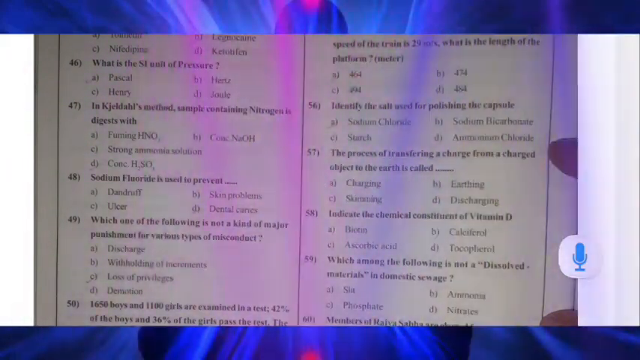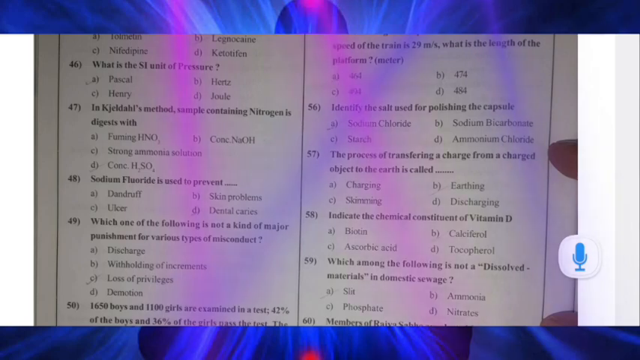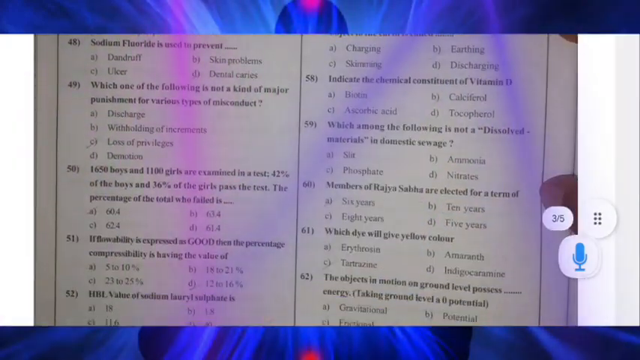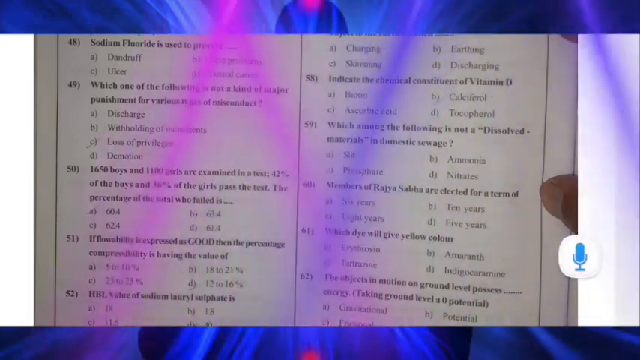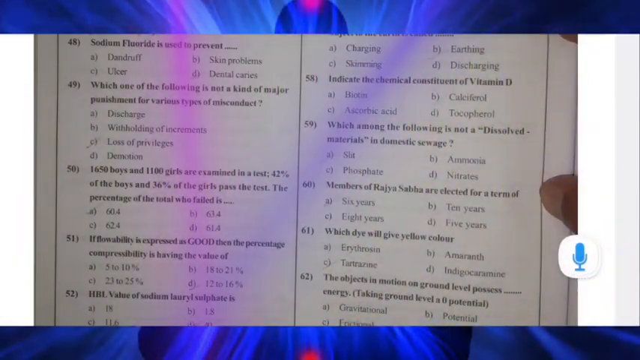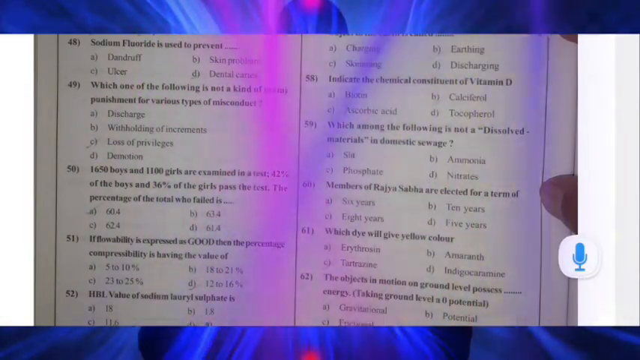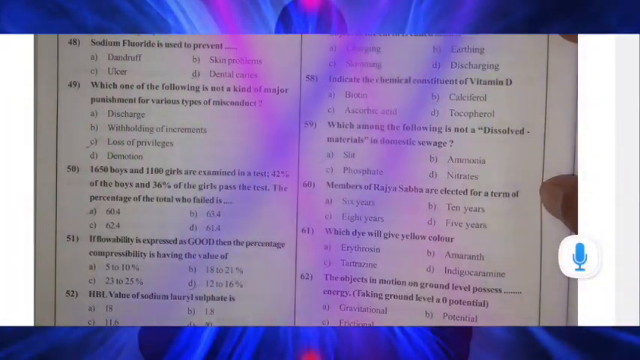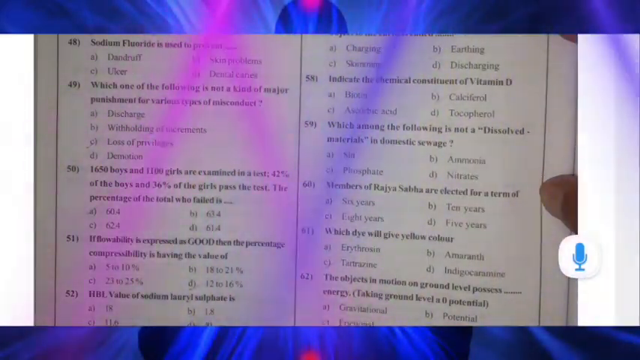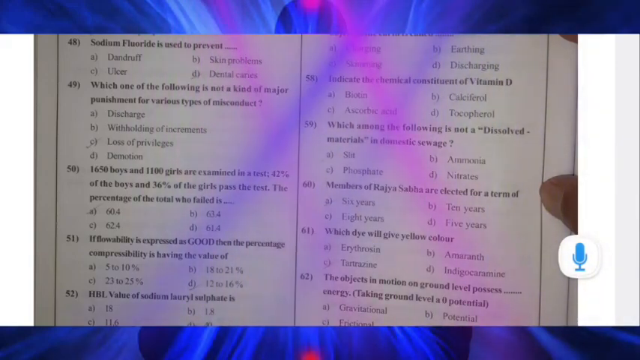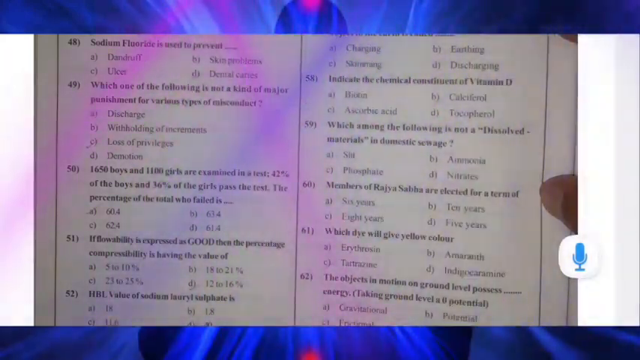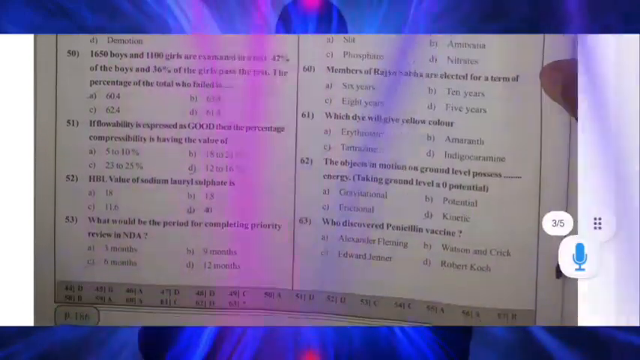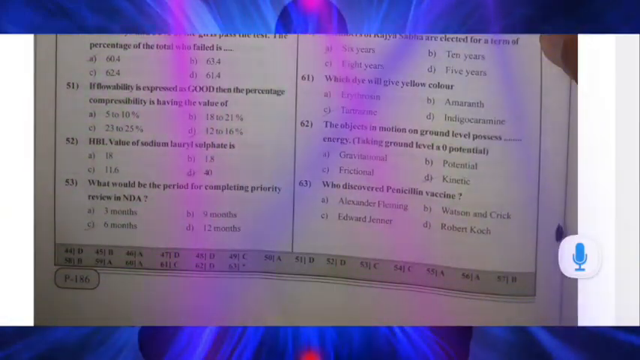In the Kjeldahl method, the sample containing nitrogen is digested with concentrated H2SO4. Sodium fluoride is used to prevent dental caries. Which one of the following is not a kind of major punishment for various types of misconduct? Loss of privilege. 1650 boys and 1100 girls are examined in a test. 42% of the boys and 36% of the girls passed the test. The percentage of the total who failed is 60.4.